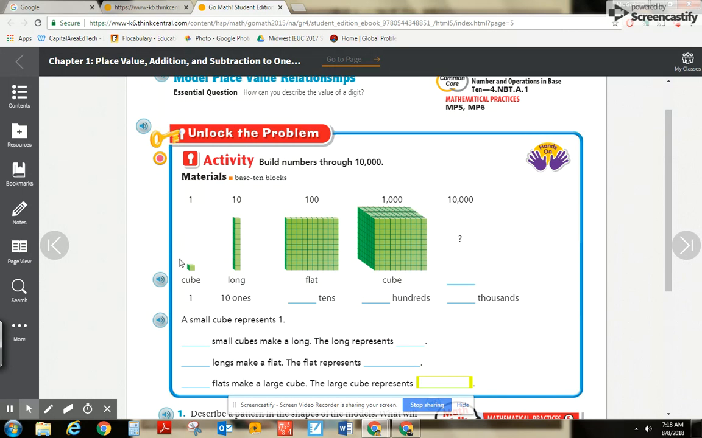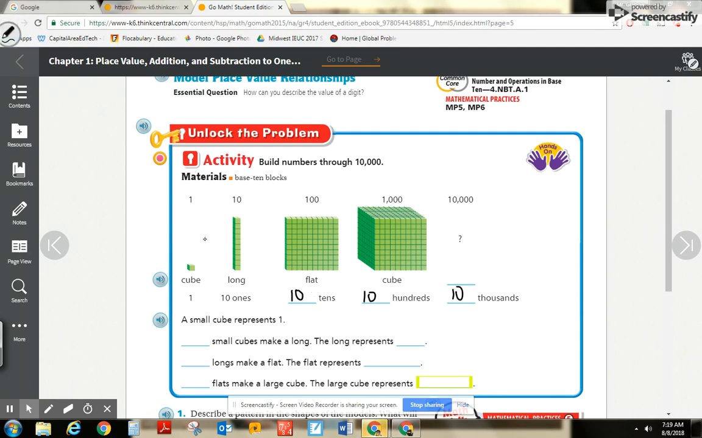So we know a ones cube just represents 1, a long represents 10 ones, a flat represents 100, or 10 tens. Look, 1, 2, 3, 4, 5, 6, 7, 8, 9, 10 tens. A cube looks like 1,000, and it's 10 100s. You can kind of see here 1, 2, 3, 4, 5, 6, 7, 8, 9, 10 100s is 1,000. And our relationship just continues to grow.